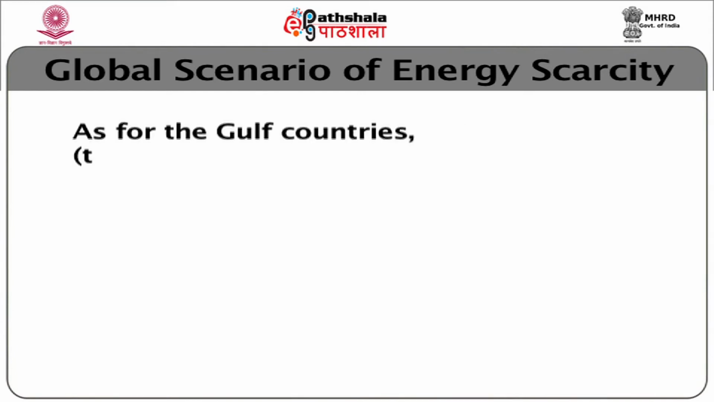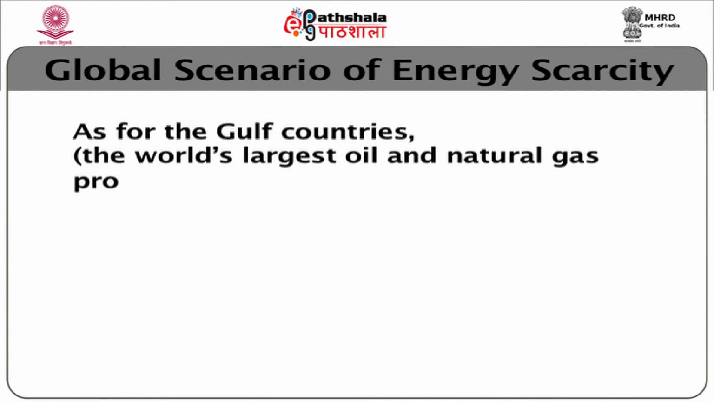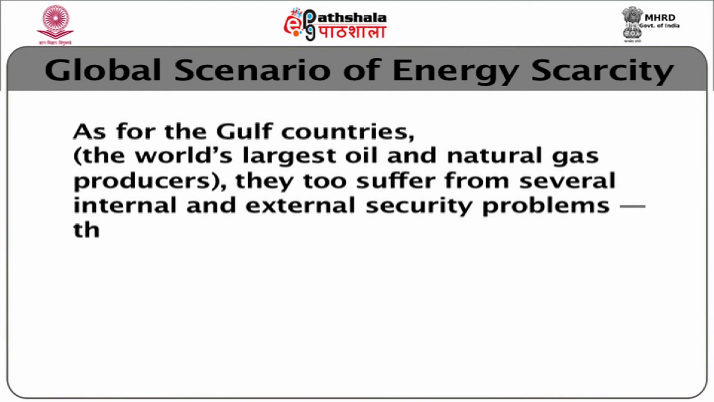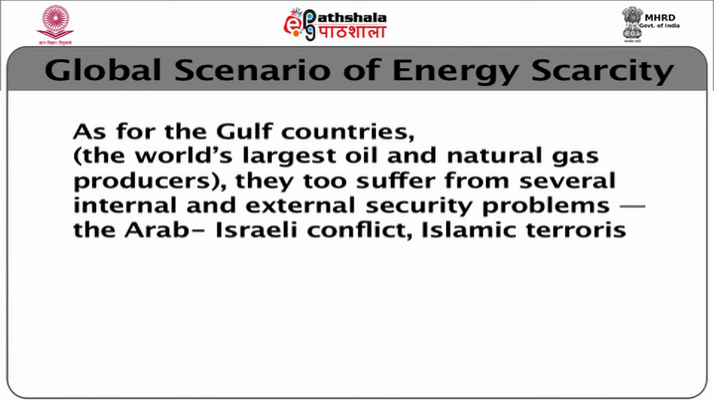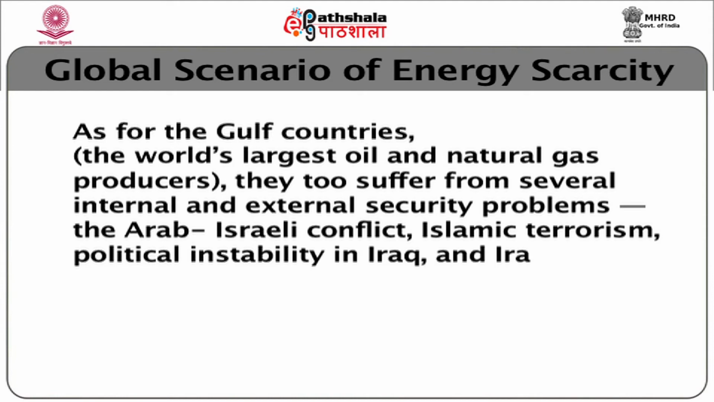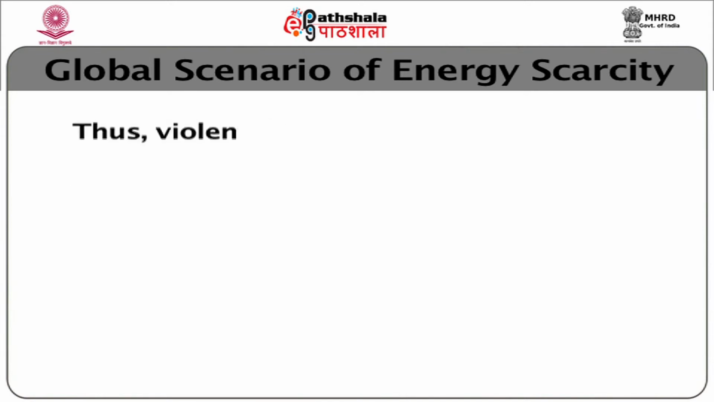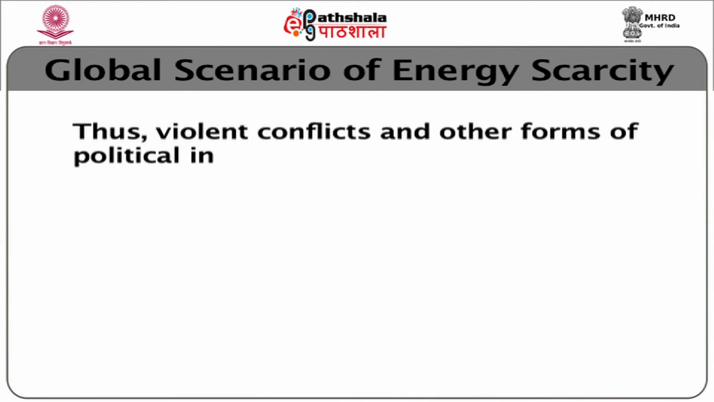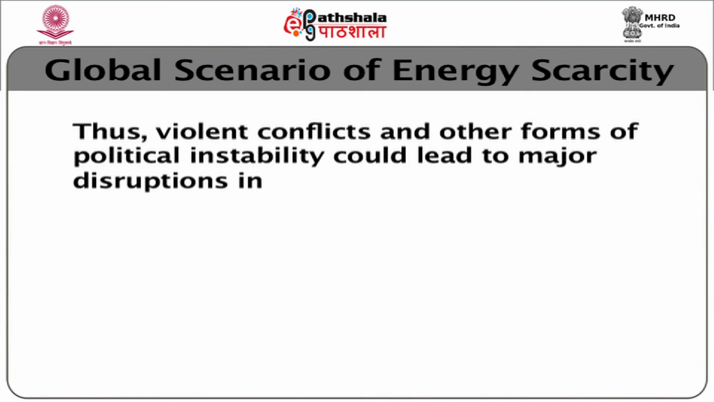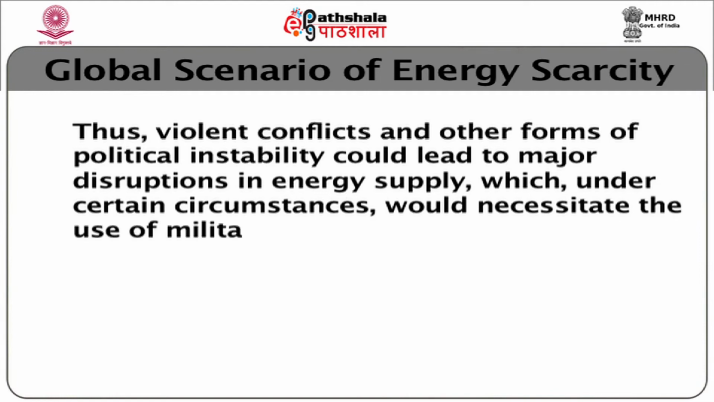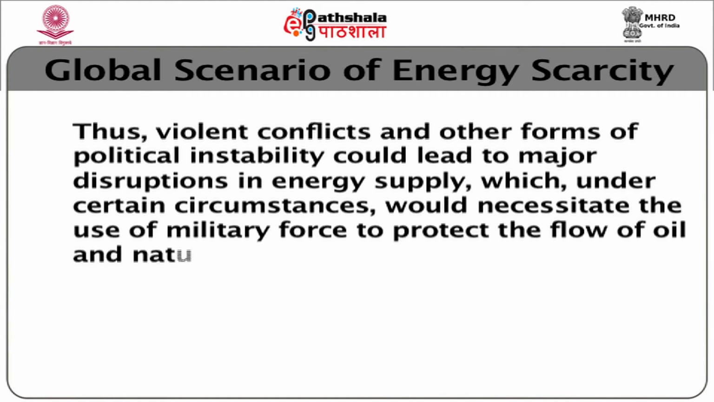As for the Gulf countries, the world's largest oil and natural gas producers, they too suffer from several internal and external security problems. The Arab-Israel conflicts, Islamic terrorism, political instability in Iraq and Iranian hegemonic ambitions are in these regions. Thus, violent conflicts and other forms of political instability could lead to major disruption in energy supply, which under certain circumstances would necessitate the use of military forces to protect the flow of oil and natural gas.